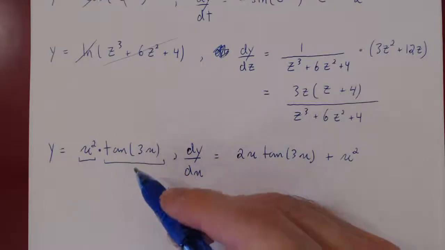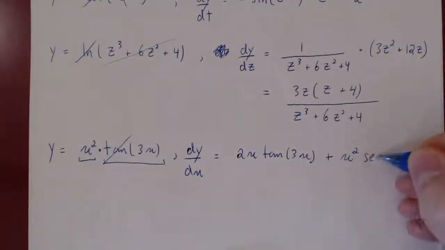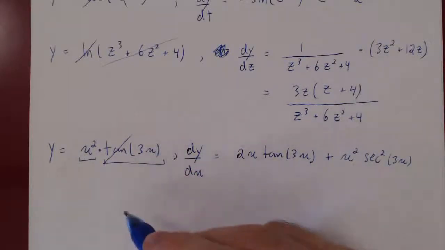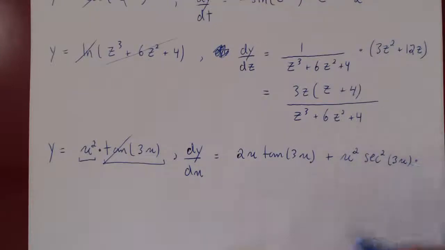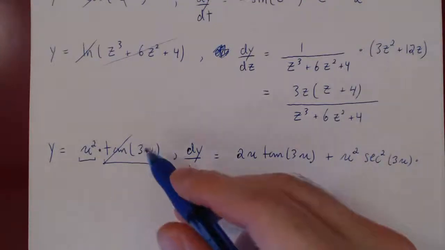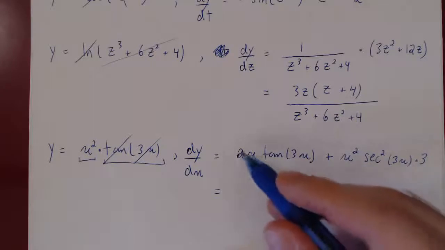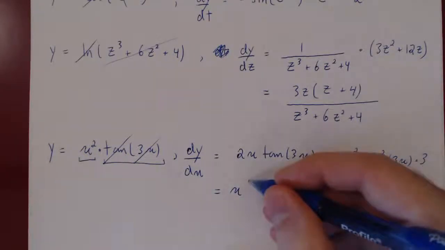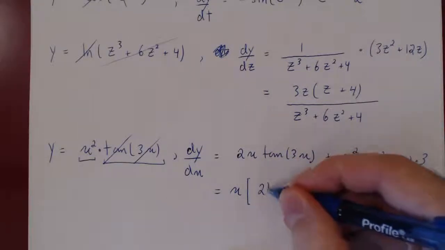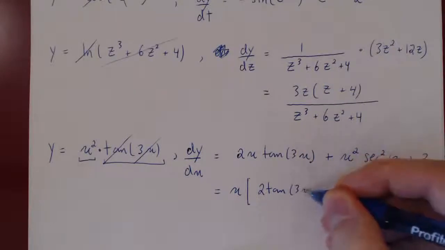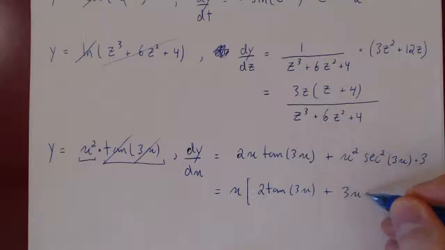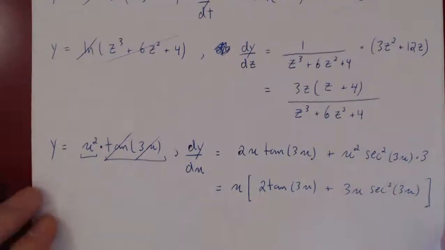We have here a composition, so we use the chain rule. The derivative of tangent is secant squared. Of what? Of the argument, 3u. But there's a 3u left over, so by the chain rule, we have to multiply what we have so far by the derivative of what's left over. The derivative of 3u with respect to u is just 3. In the end, there's not much we can do other than factoring a u from both terms, and we'll get u times, well, 2 tangent of 3u plus 3u secant squared of 3u. And that's it. Let's do one last example.